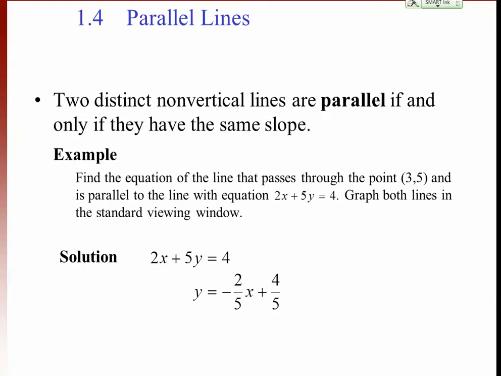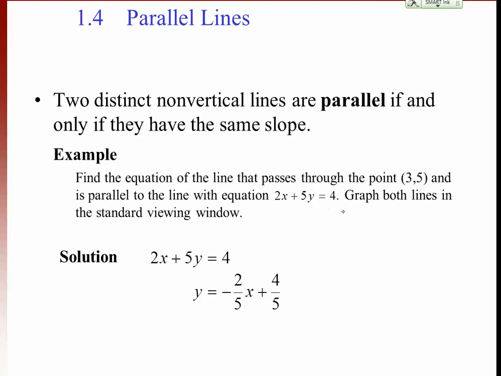Okay, so now we're going to talk about parallel lines and how you do that. This is a typical problem. You find the equation of a line that passes through a certain point and is parallel to the line with the equation right here. So this is the standard form of the equation, right? This is 2x plus 5y equals 4.